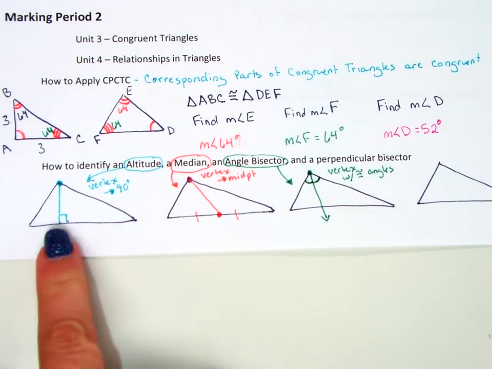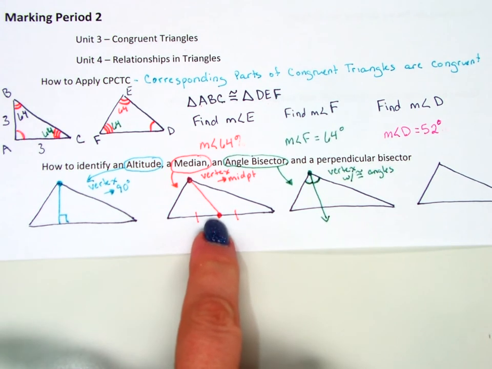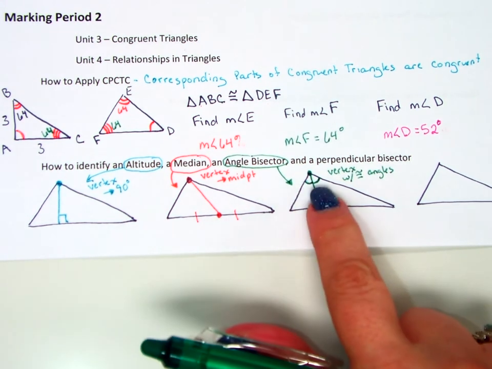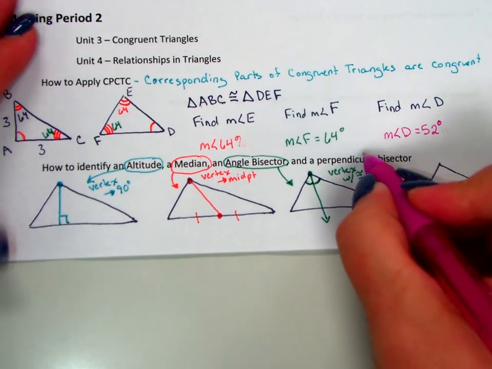Oops, I almost drew it in the wrong picture. The little matching arcs. So in this one, I should be looking for a corner and a little box. This one, I should be looking for a corner and the midpoint symbols. This one, I should be looking for a corner and arcs.